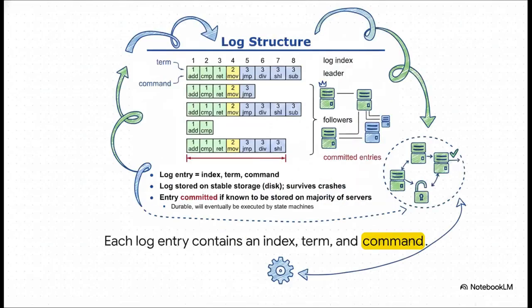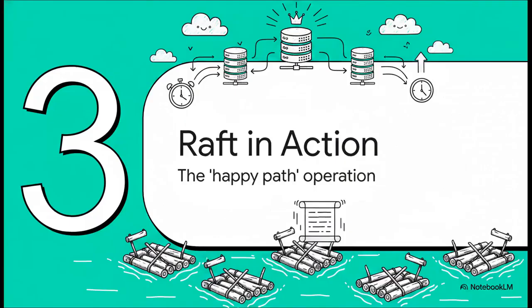You can see it here. The log is just a numbered sequence of entries. Each entry has two things: the client's command and, this is key, the term number of the leader that received it. But here's the catch. An entry isn't considered done, or committed as they say, until it's been safely copied over to a majority of the servers. Okay, so now we have the key pieces of the puzzle: a leader, these terms, and the log.